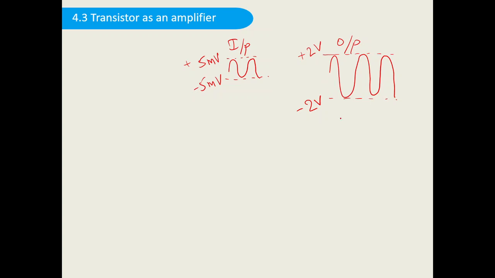So this is the input signal, this is the output signal. I can say the input has passed through an amplifier so that its amplitude is amplified, it is increased by some particular factor. So we are going to learn about the working of the transistor, how this transistor can be used as an amplifier.